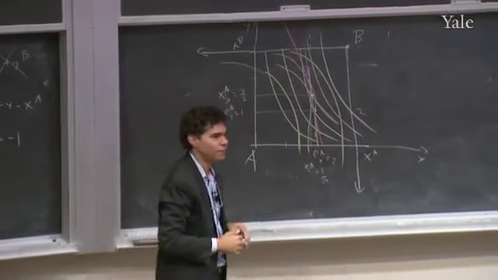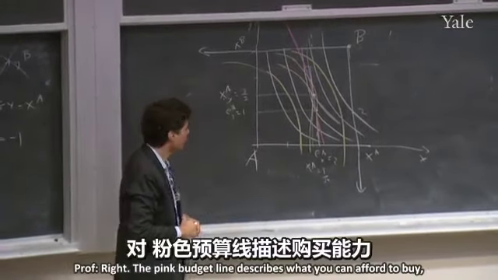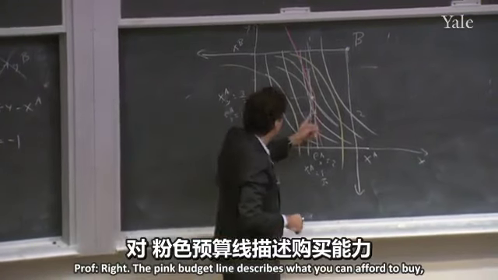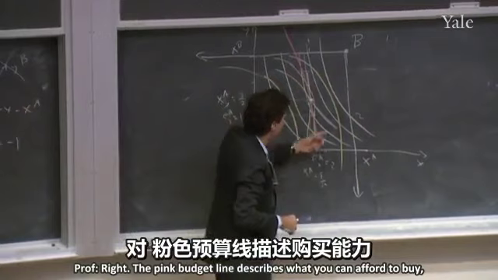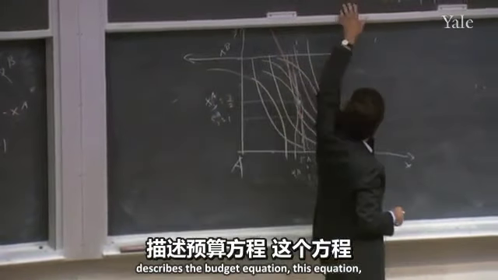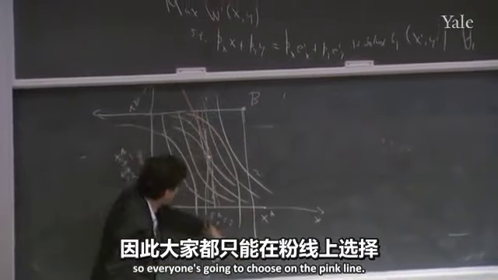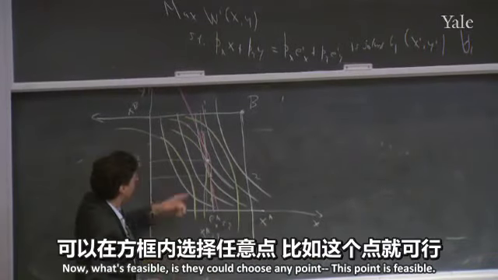Yes? But no matter what, our point's going to be on our pink budget line. Right. That describes the endowments. That's all the goods we have. The pink budget line describes what you can afford to buy, describes the budget equation, this equation. So everyone's going to choose on the pink line.